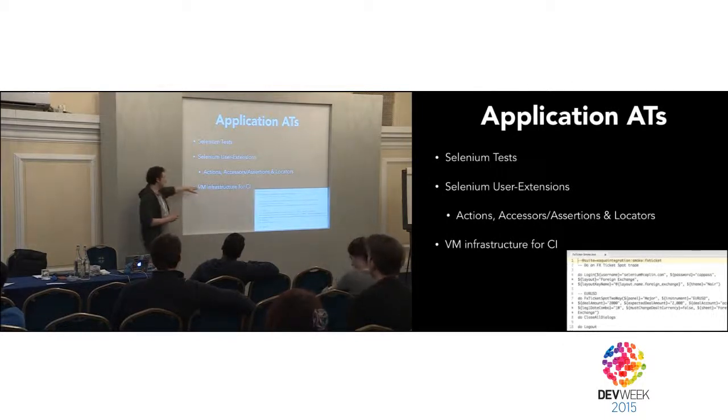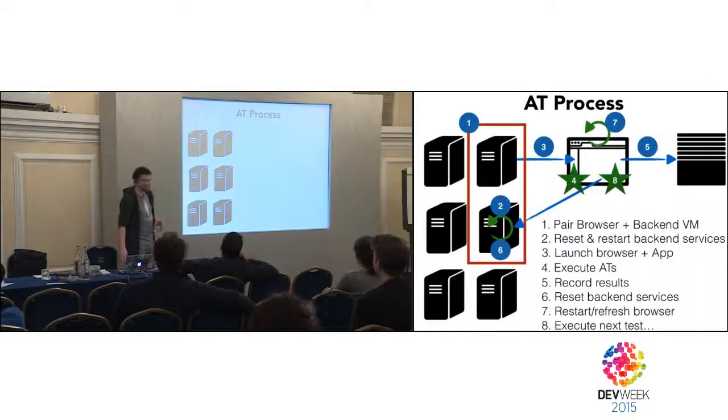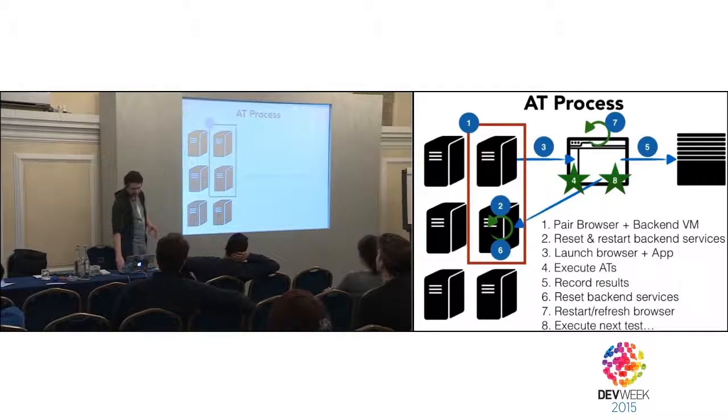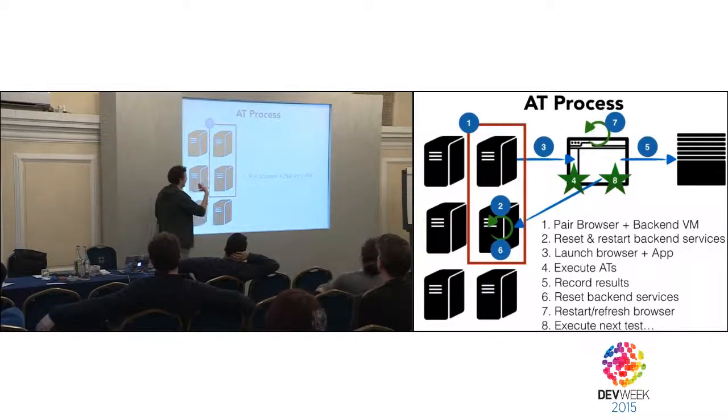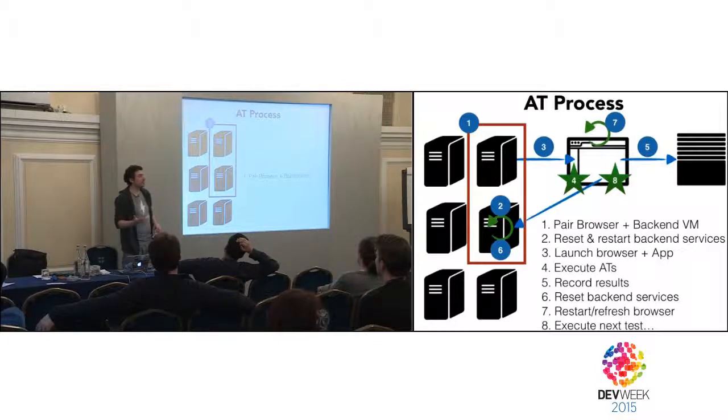We had a whole set of VM infrastructure for the continuous integration environment. So the process was a bit like this. I'd be interested if anyone's got a similar process. We had all these VMs, and we wanted to pair up browsers and backends. So we had a whole bunch of sets, one which had browsers on them as assets. I think we used Cruise, which is now something else. So we'd pair up this front end and this back end.